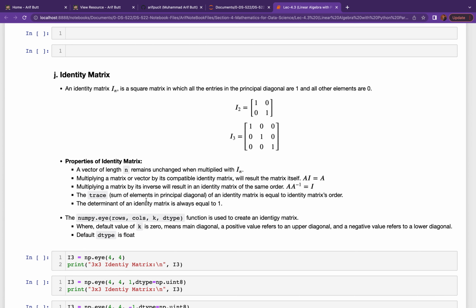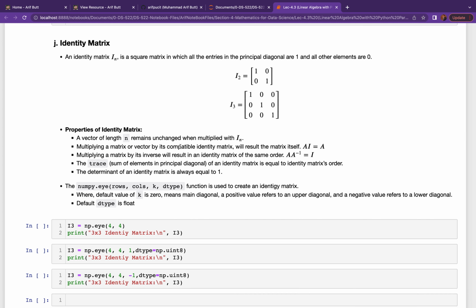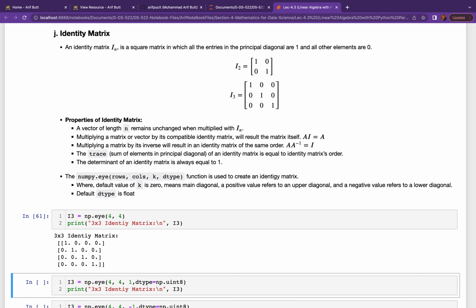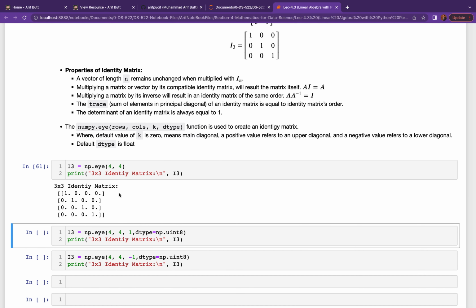Great. Next we have the identity matrix, my dear friends. Identity matrix is represented by I with a subscript n representing the size. So it is always a square matrix having the diagonal elements as 1 and the rest of the elements are 0. And there are very important properties of the identity matrix. The first important property is that a vector of length n remains unchanged when multiplied by the matrix. Let me give you proof of these concepts.